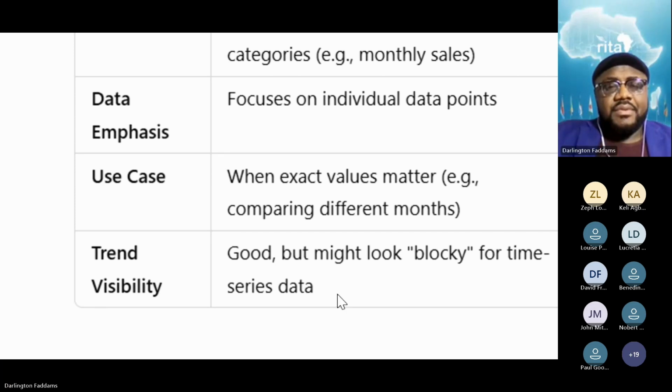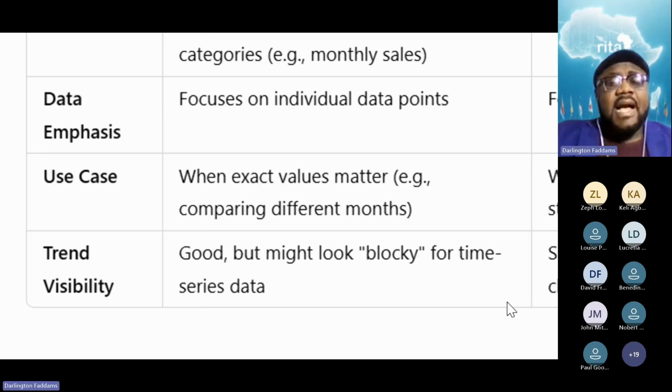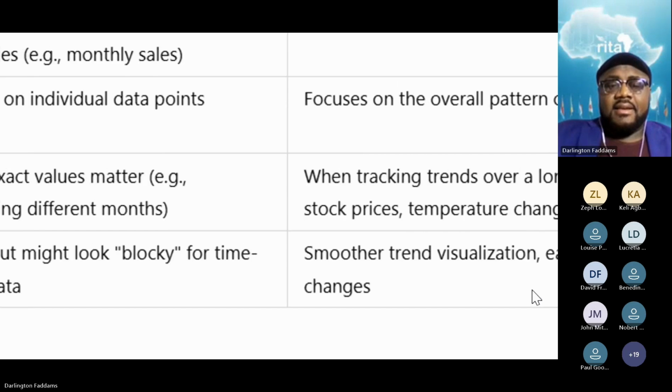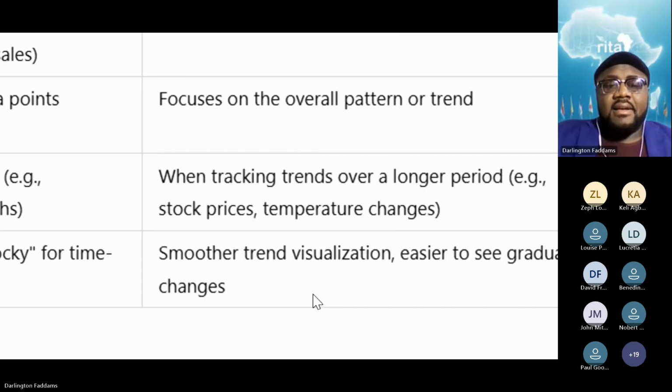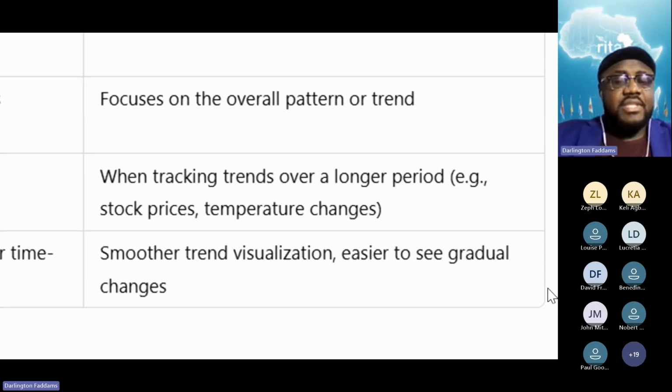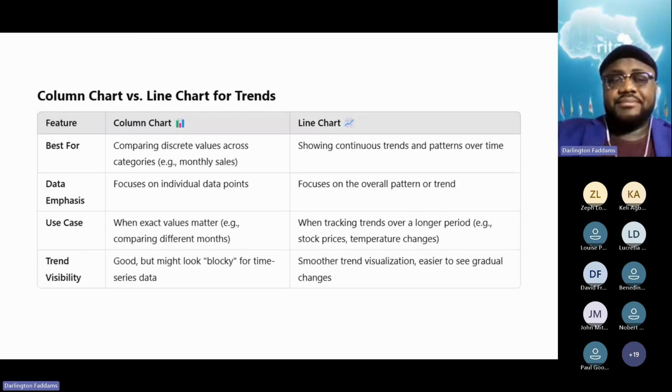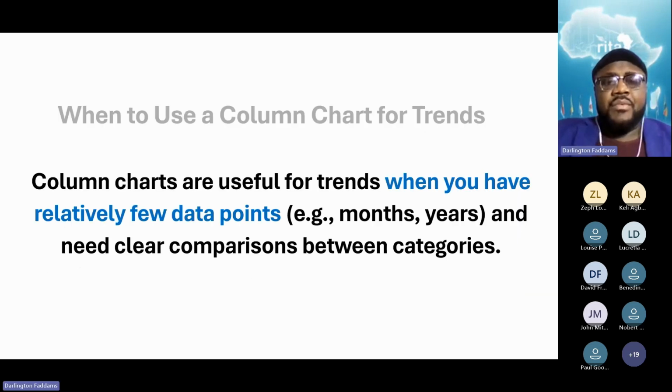Now, column charts are good, but might look blocky for time series data. Line charts have smoother trend visualizations, and they are easy to see gradual changes. We will understand it very soon.